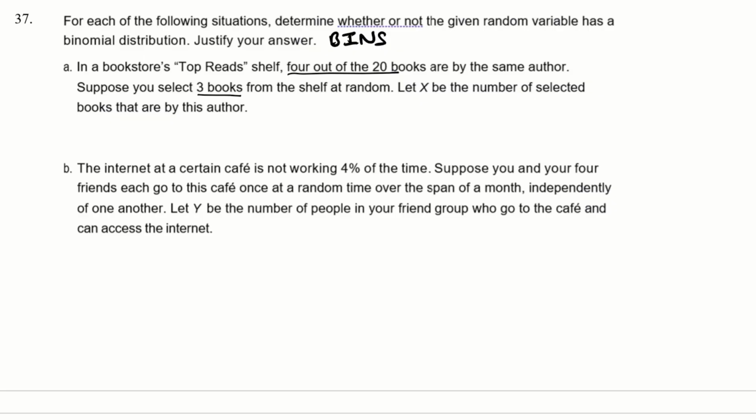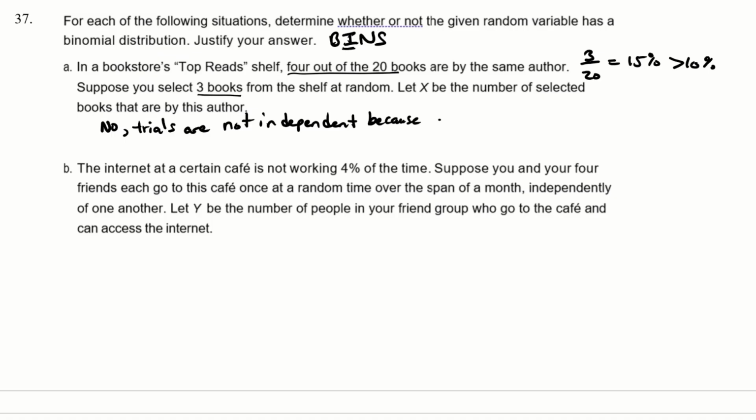Okay, so 3 out of 20 books is pretty significant, right? That's about 15%, which is greater than the 10% condition. And the fact that you're selecting the 3 books without replacement changes the probability of the next book being from the same author. So that fails the independence condition as well. So no, the trials are not independent because of selection without replacement.